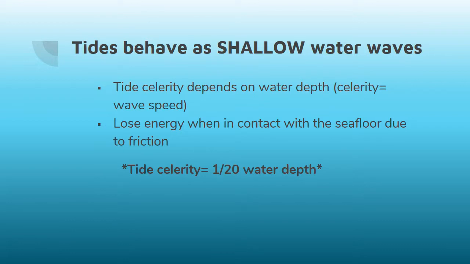Another fact is that tides behave as shallow water waves as opposed to deep water waves. What this means is they lose energy when they come in contact with the sea floor, and this is due to friction. This also means that tide celerity, which is wave speed, depends on water depth. The equation for that is tide celerity equals 1/20th of water depth. So whenever you need to calculate the speed of a tide, you need to compare it to 1/20th of water depth.